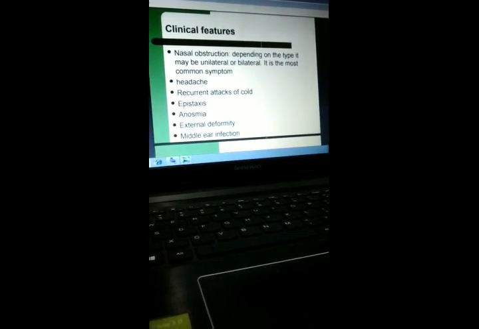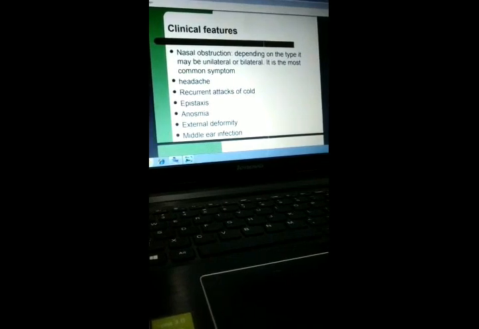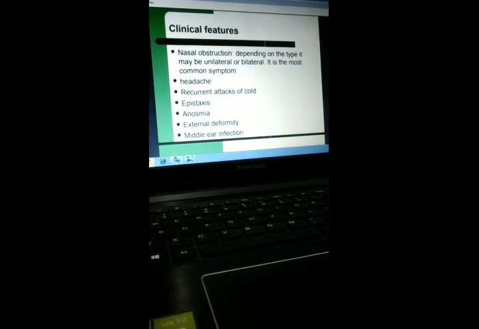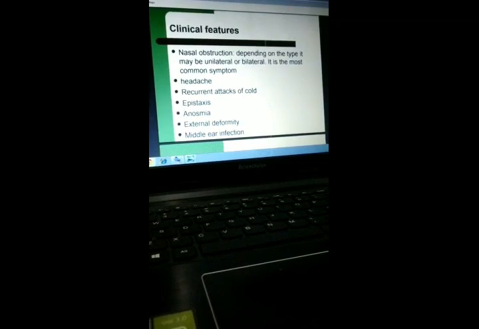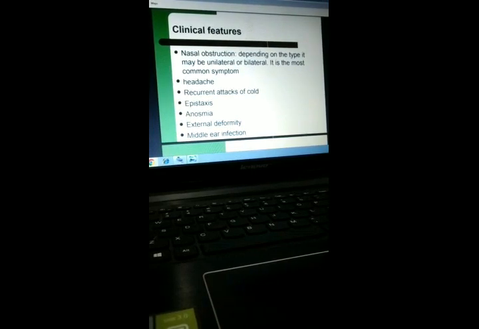Another symptom is external deformity. This external deformity may be associated with deviation of the cartilaginous, or both the bony and cartilaginous, part of the dorsum of the nose. Deformities of the nasal tip or columella may occur that can be seen externally.